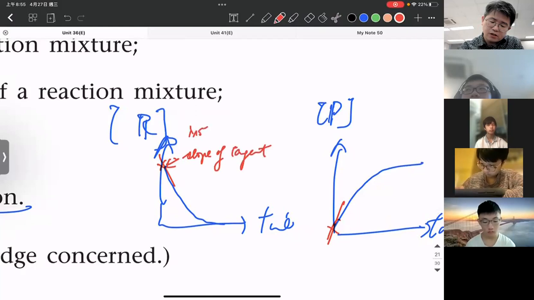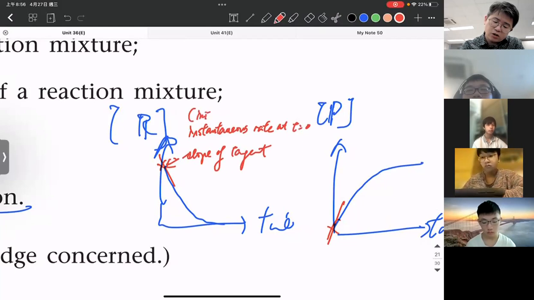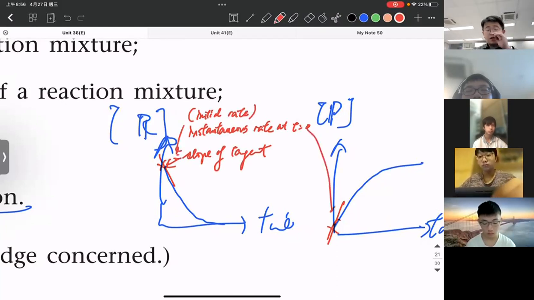So this is the instantaneous rate at time equal to 0. In short, we also call it the initial rate. So either this or this, you can also get as an initial rate. But of course, those two graphs are different, right?